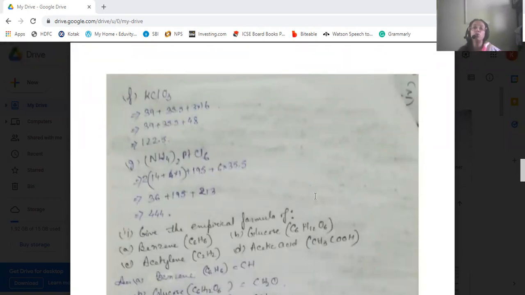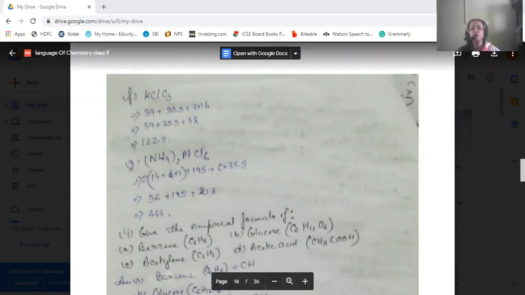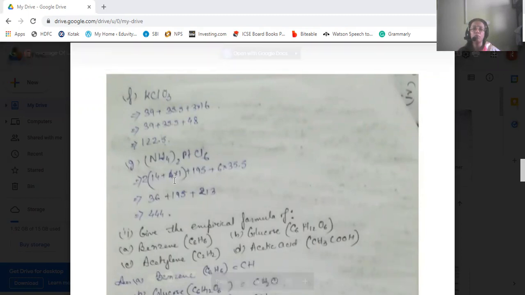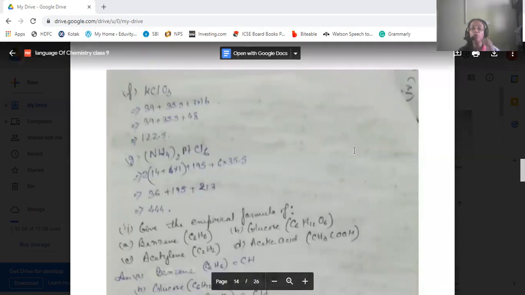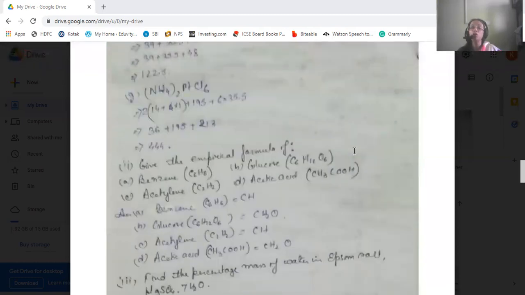Then (NH4)2PtCl6: 2 into (14 plus 4 into 1), that makes 36. Then platinum 195, chlorine 6 into 35.5. So that makes 444. Now give the empirical formula of benzene, glucose, acetylene, and acetic acid.